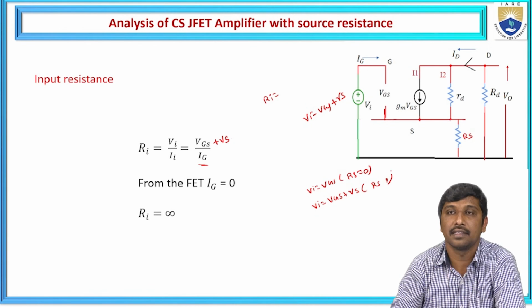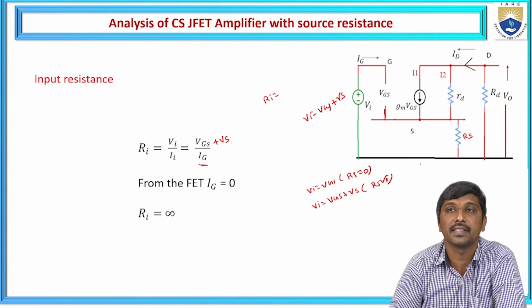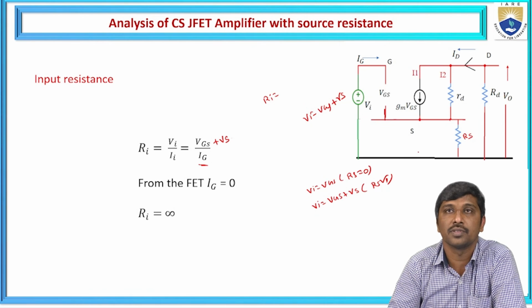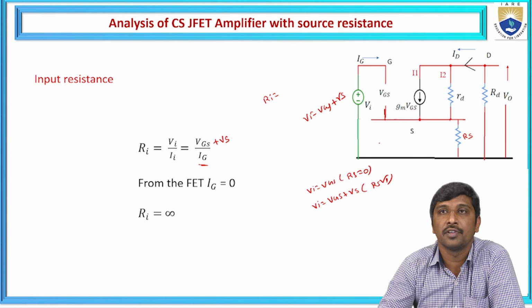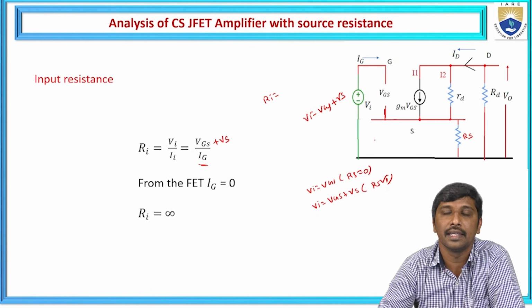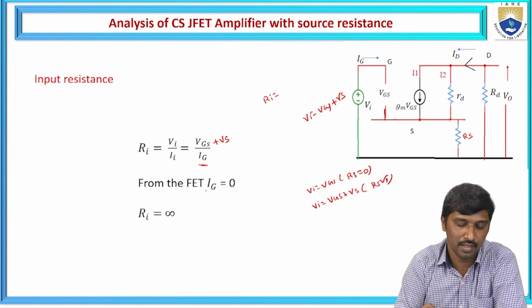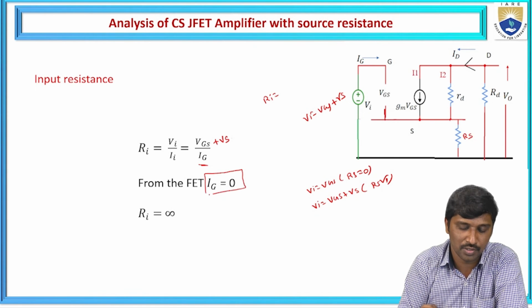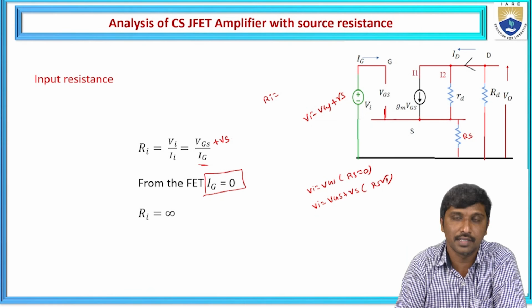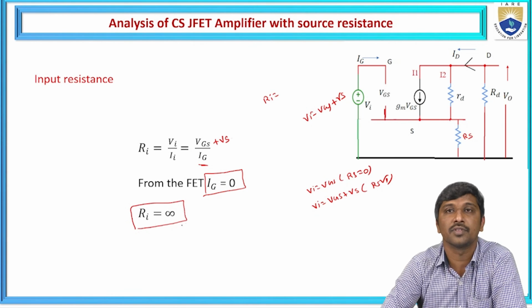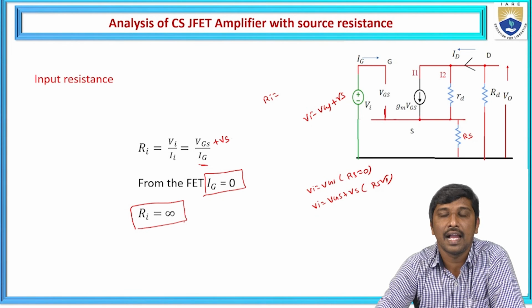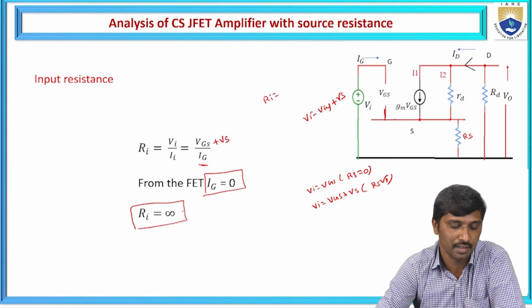So when we are considering the source resistance present on the source, common source JFET amplifier, whatever it may be, according to the FET construction, we know that the gate is biased with a reverse voltage. Hence the gate current is very, very small, and that is the reason we assume the gate current is 0. If IG is 0, the input impedance becomes infinite, meaning that adding the source resistance does not affect the input impedance parameter.